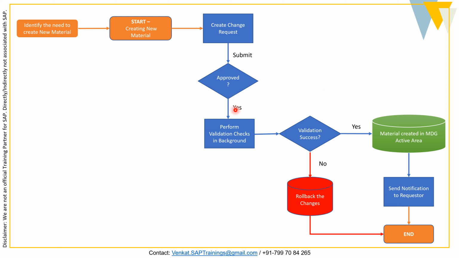If approval is a success, then perform the validation checks in the background. So this is the activation step. Whether activation is successful or failed: failed means roll back the changes. Successful means we need to send an email notification to the requester, then close the workflow.